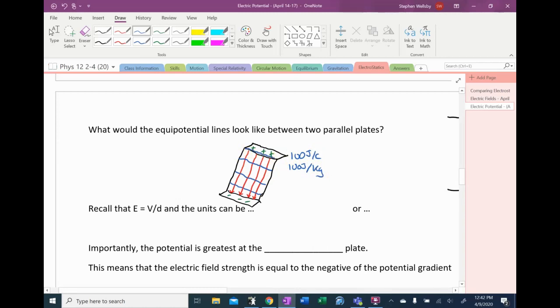So the top here might be 100 joules for every coulomb of charge, or 100 joules for every kilogram of mass. If you were going to go down to this line here, it might be 75 joules per kilogram, 50 joules per kilogram, 25, and 0 joules per kilogram, or per coulomb. Either way, the analogy works. So we can see as something rolls down, it's going to have less and less potential energy.